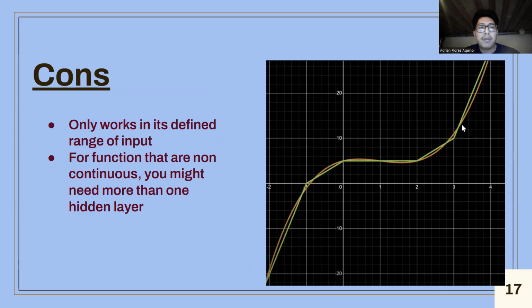Some cons to remember is that it only works on a defined range of inputs. Like I said before, this is only from -2 to 4. If I was to zoom out, it would not be accurate at all since it's going way bigger than what it is. So just remember that. And for functions that are non-continuous, you might need more than one hidden layer. That's one other thing to remember. Depending on how big or how large the graph is, you might need more layers, or you might have to split it into more of the straight lines, like I said before.